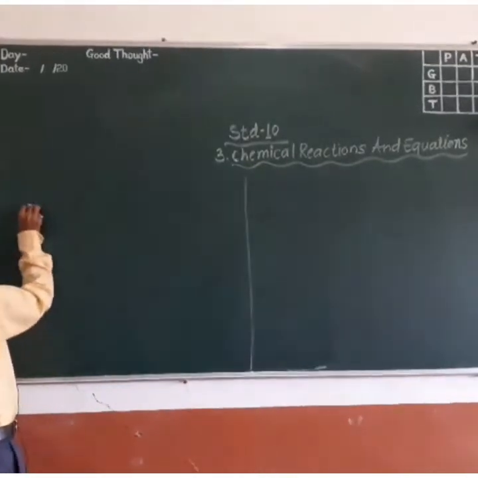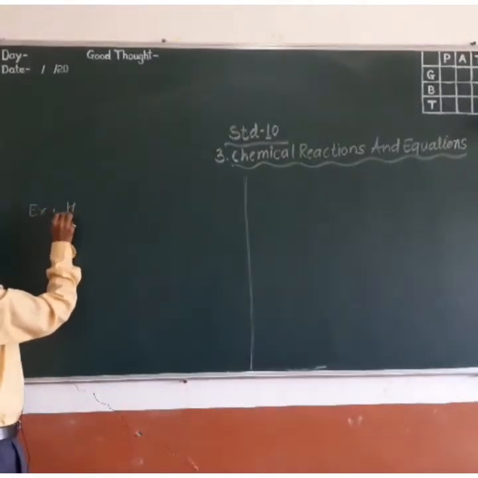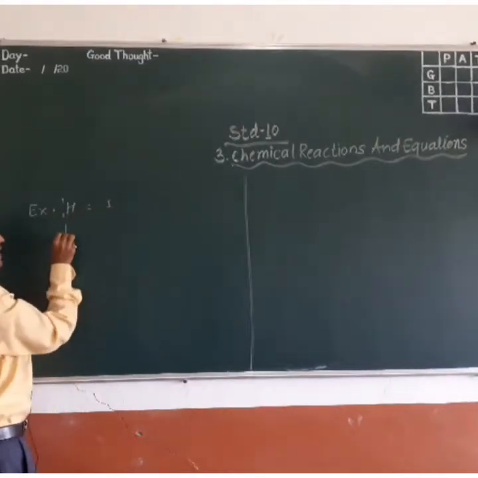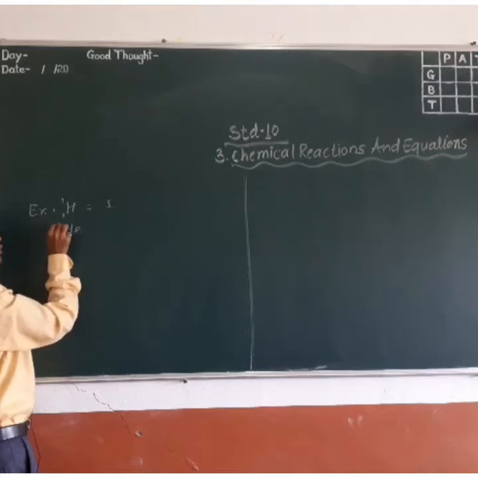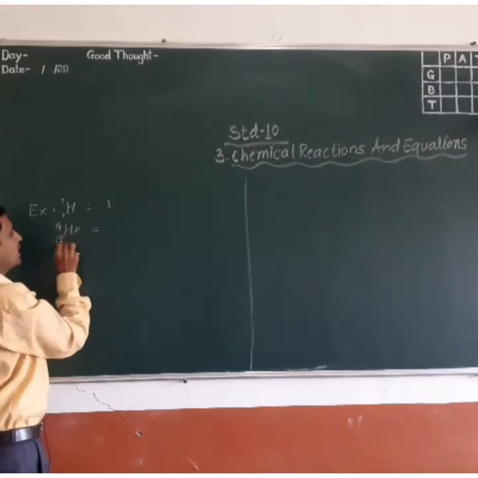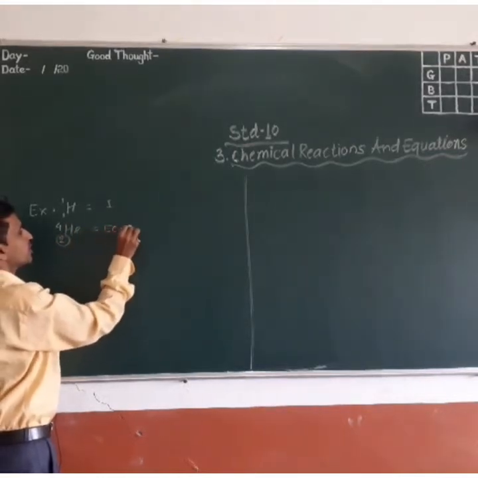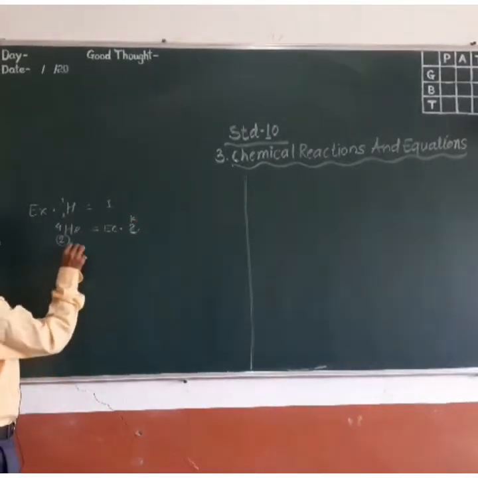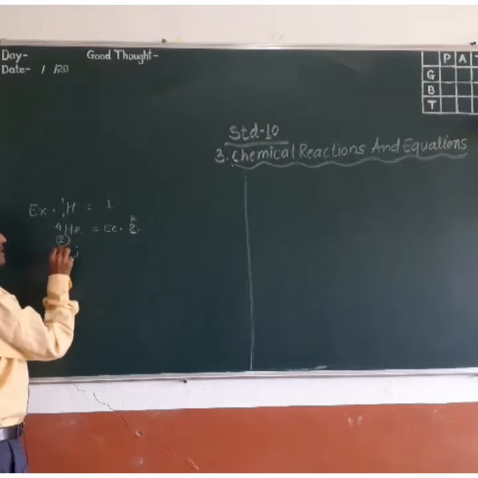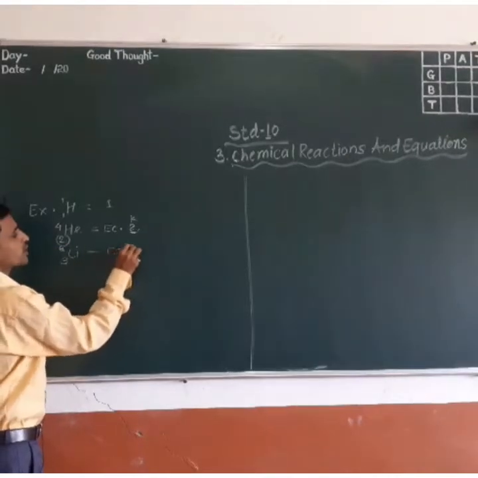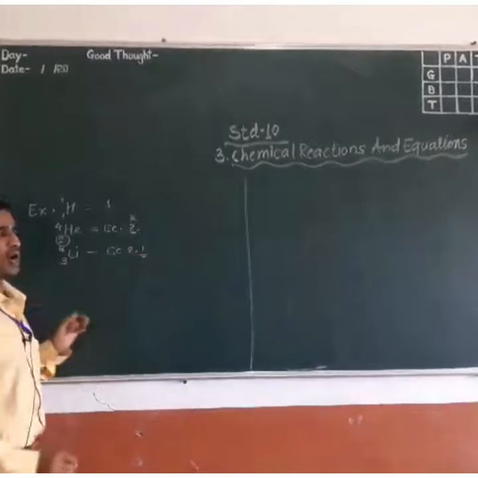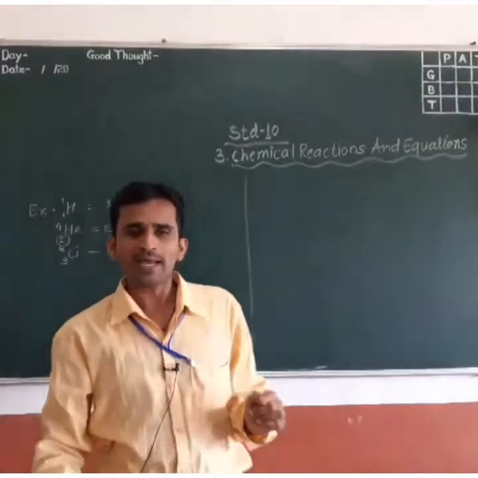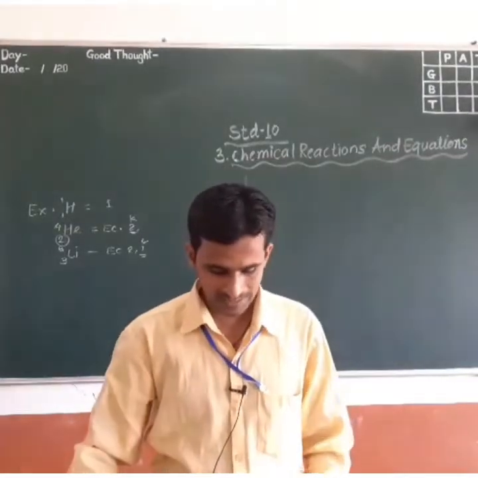For example, hydrogen: atomic number is 1, mass number is 1 and valency is 1. Helium: atomic number 2, mass number 4, electronic configuration is 2, the K shell is complete. Lithium: atomic number 3, mass number 6, electronic configuration 2 and 1. The 1 electron in the outermost L shell is the valence electron, or valency.